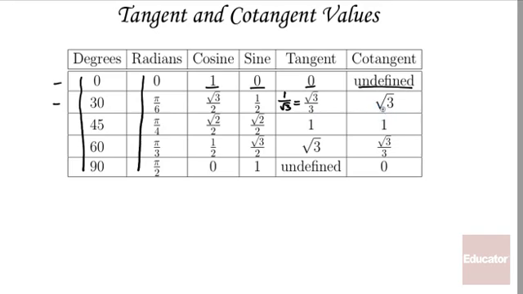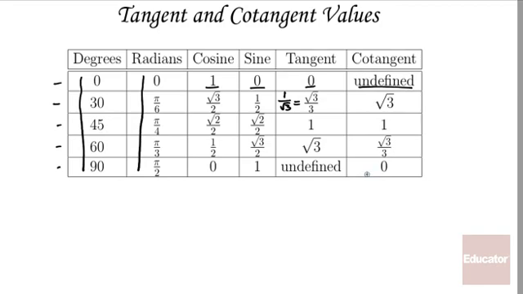For 45, the cosine and the sine are both root 2 over 2, so the tangent and the cotangent are both 1. For 60 degrees, or pi over 3, you just get the opposite of what you had for 30 degrees, or pi over 6. So the tangent turns out to be root 3, and the cotangent turns out to be root 3 over 3. And for 90 degrees, or pi over 2, the cosine and sine are the opposite of what they were for 0 degrees. And so the tangent is undefined and the cotangent is 0.